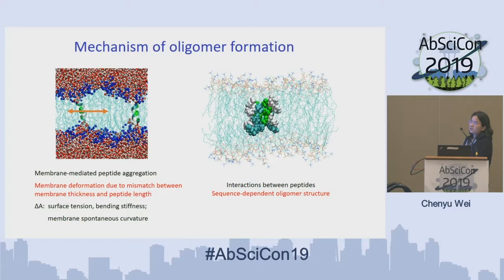So the second step is that once the two peptides get close enough, they will adjust to each other and have a sequence-dependent oligomer structure. In our case, we have the glycine residue facing the lumen of the pentamer, or the oligomer structure, which is favorable for the water pore crossing it.